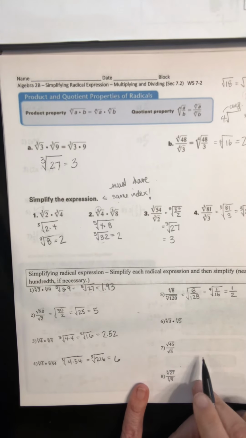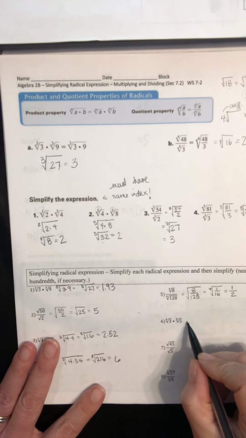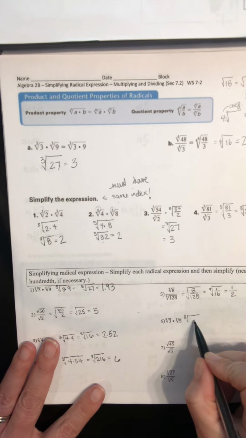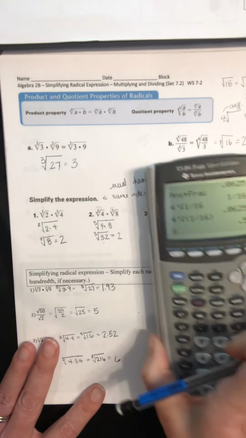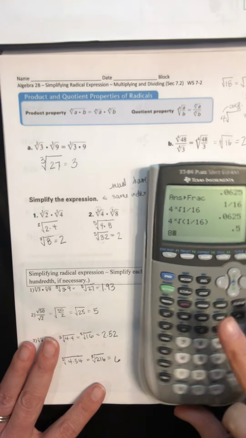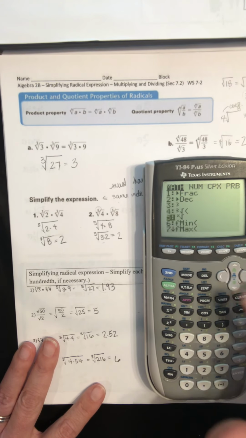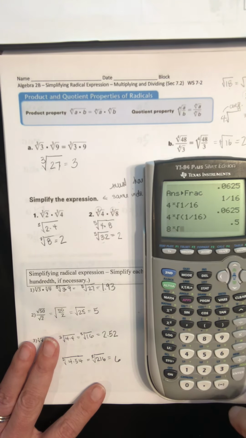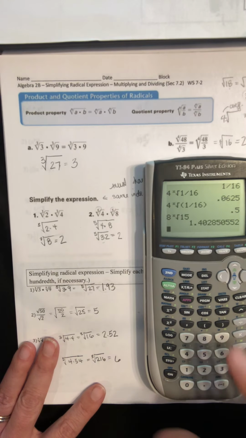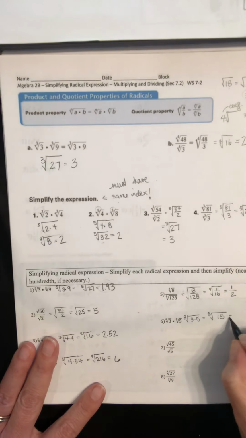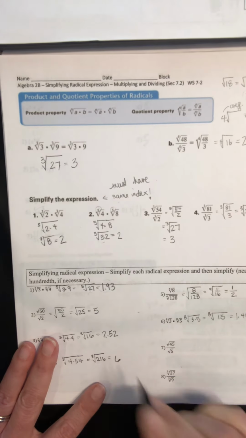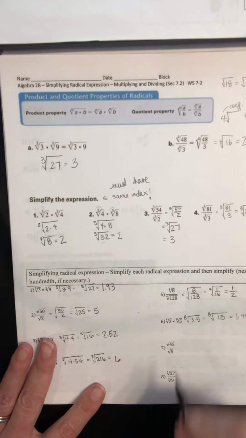This guy, this is the 8th root of 3 times 5. So the 8th root of 15, which I have no idea what that is. I'm going to do 8, math, and then 15, and that gives me 1.40, right, because I should have that out to the hundredth, so that's 2 decimal places.